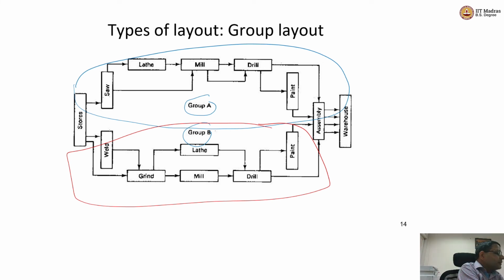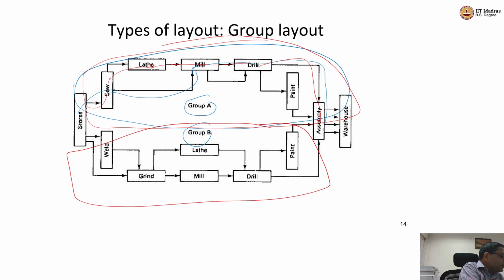There is a saw machine, a lathe machine, a milling machine, a drilling machine, and a paint shop. For this cell, some products may go to the saw machine, then to the lathe machine, then to the milling machine, then to the drilling machine, and then go to assembly. Or they also have a little bit of flexibility. They can start with the saw machine, skip the lathe machine, go to the milling machine, then the drilling machine, then go to assembly.